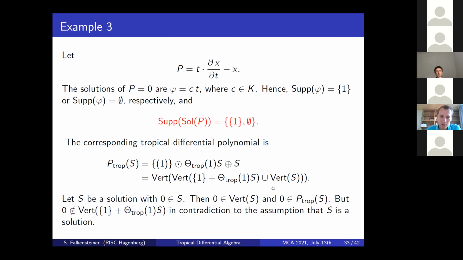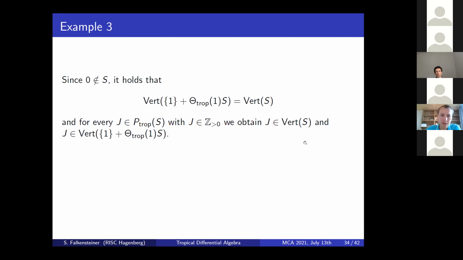Okay, so if we assume that we have a solution S of this tropical polynomial with 0 vertex, then it has to be in both monomials. But here we always shift by 1. So this cannot be the case. And yeah, so this is not possible.